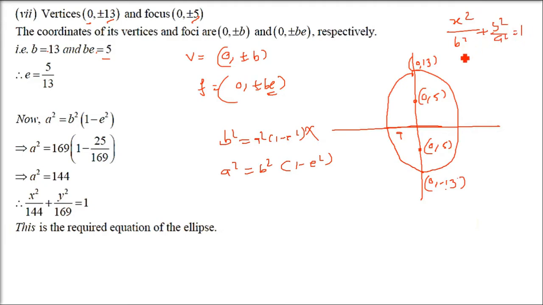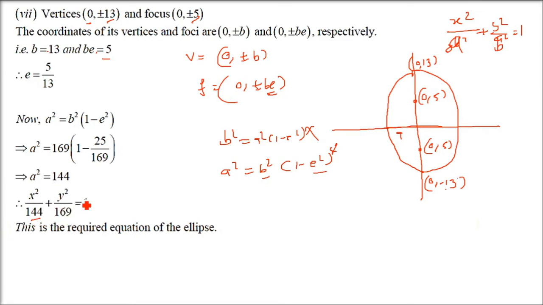Most of the books have this convention, x square by b square plus y square by a square equals 1, and they assume it to be plus minus b and plus minus be in both the cases. But here we are not changing. The equation remains the same, x square by a square plus y square by b square equals 1. So now you have to change the parameters here. So a square equals b square into 1 minus e square.